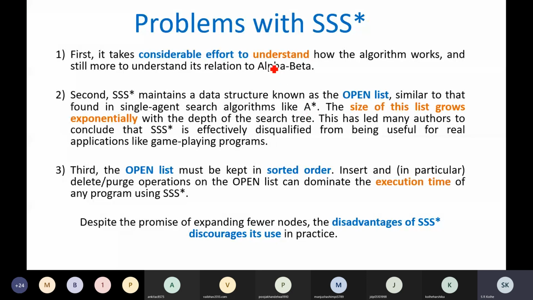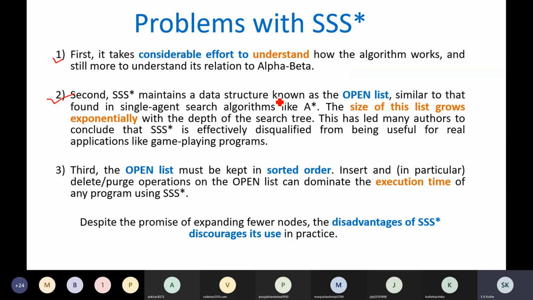Now problems with this algorithm. First, it is complex, difficult to understand how it works. You will not find much discussion on this algorithm in AI books. Only in Khemani's book you will find the algorithm discussed, and research papers are there. Few research papers are there, not much work on this algorithm.